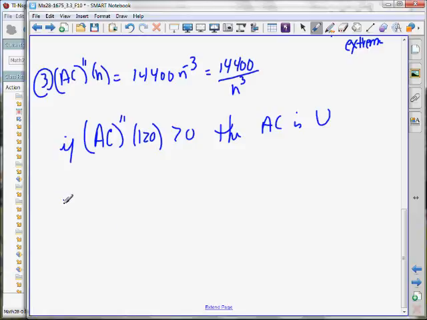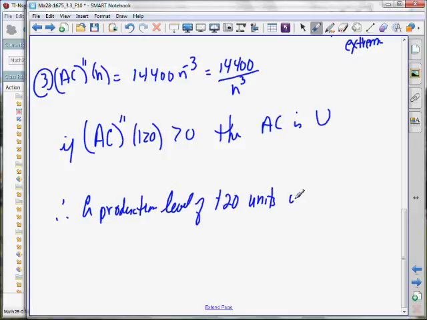So therefore, a production level of what? 120 units will minimize average cost. Okay. If you know 120 units will minimize average cost, I'm going to add another part to this problem.